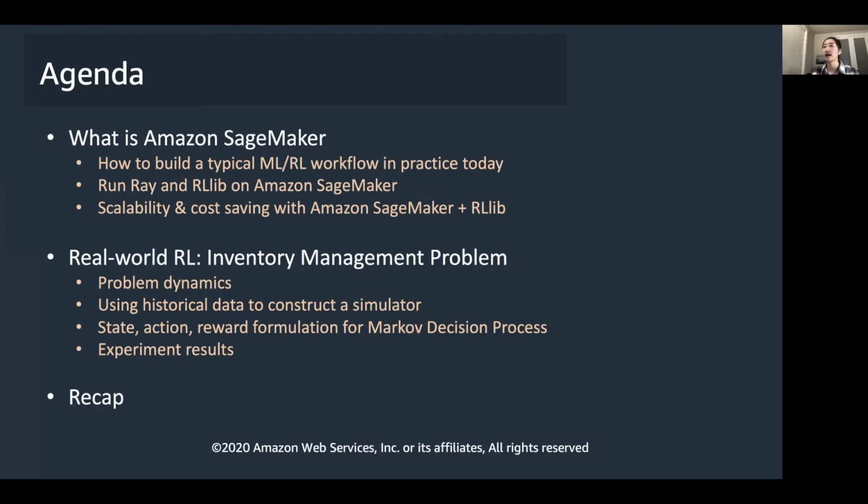process. Last but not least, I will demonstrate some preliminary experiments results that we got using both RL reinforcement learning agents as well as the traditional operations research algorithms. In the end, we will finish this presentation with a quick recap.